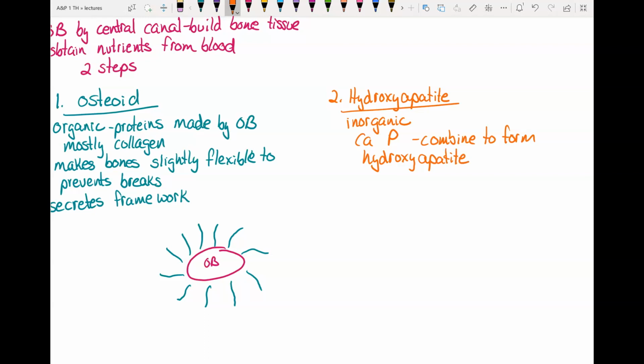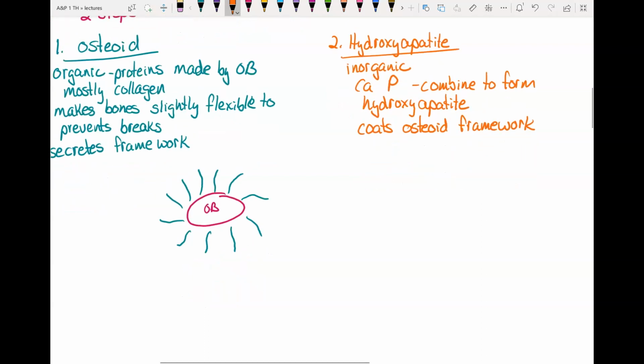And this then coats that osteoid framework. Think about if you're building a house and you put up the 2x4s, that's the osteoid, then you put drywall on it. Drywall is the hydroxyapatite. So then you get like this. The hydroxyapatite coats that framework and it fills in so that then you get your solid bone matrix.